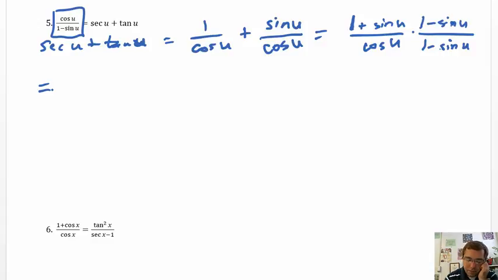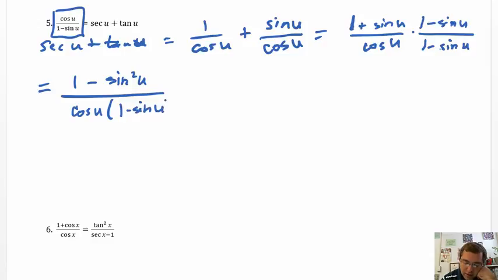The reason I want to do that is because now I'll FOIL out the top. When I FOIL out the top, I get 1 minus sine of u plus sine of u, so those middle terms cancel, minus sine of u squared, so sine squared u, over cosine of u times 1 minus sine of u. And I'm not going to distribute that cosine, because you'll see why in a minute. What is 1 minus sine squared of u? Cosine squared of u. Very good, because of that fundamental trig identity that says sine squared plus cosine squared equals 1.